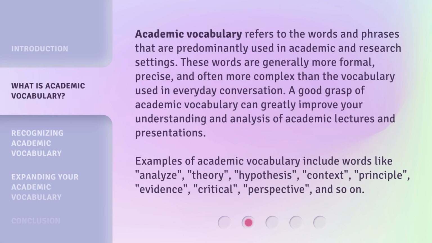Academic vocabulary refers to the words and phrases that are predominantly used in academic and research settings. These words are generally more formal, precise, and often more complex than the vocabulary used in everyday conversation. A good grasp of academic vocabulary can greatly improve your understanding and analysis of academic lectures and presentations. Examples of academic vocabulary include words like analyze, theory, hypothesis, context, principle, evidence, critical, perspective, and so on.